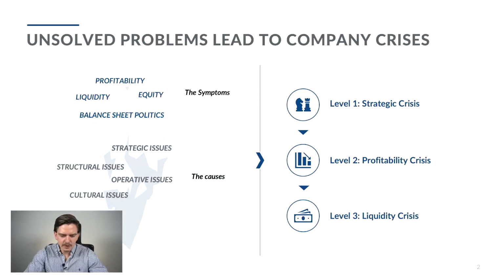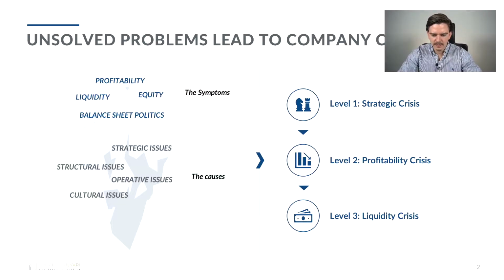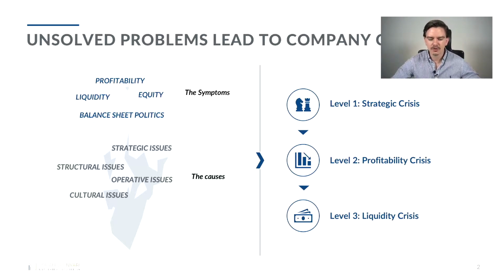So if we talk about problems within a company, then we can say that there are certain symptoms that you can see as a consultant or as a manager, but what you very often do not see are the causes. So this means that the symptoms are profitability, the liquidity, the equity and the balance sheet politics. We talk about that in a second, but it means that you can actually measure or actually see those things, for example, in the annual report. What you don't see, what is below the first surface, at least if you're outside the company, are strategic issues, structural issues, operative issues, and cultural issues.